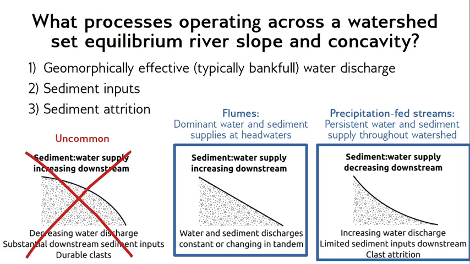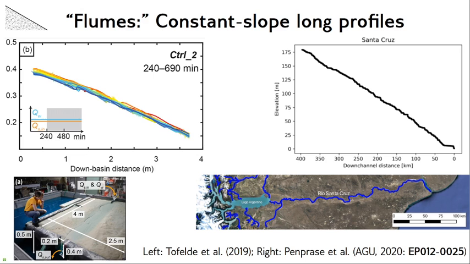But as you go farther downstream, sometimes the landscape goes from being more of an upland hilly area to a lowland area where there's less coarse sediment being supplied to the channel. And there also can be removal of clasts by attrition. And so overall the sediment supply might be increasing as you go downstream, but not quite as quickly as the water supply is increasing.